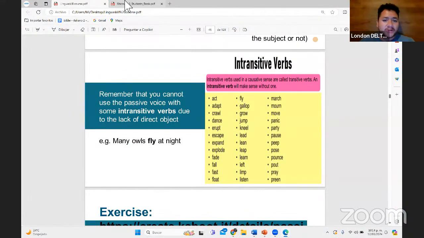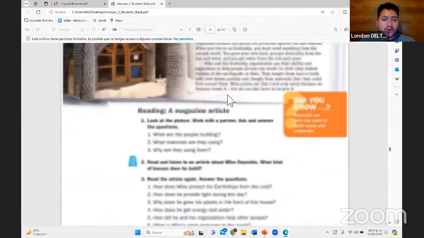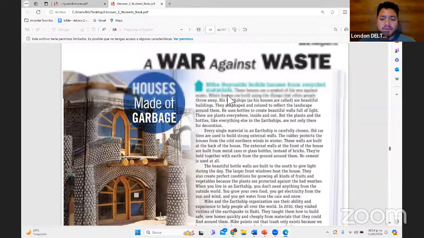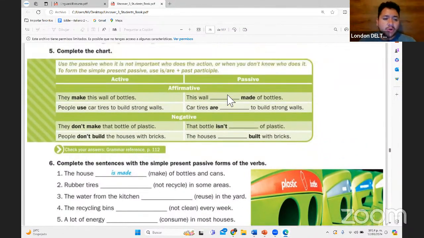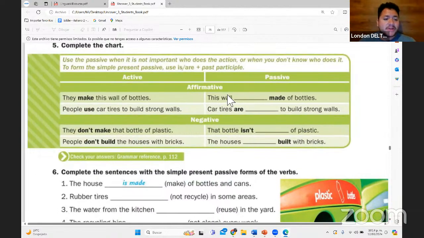Perfect, let's start. And yeah, we talked about the ecological houses made of garbage. And we said that we were going to learn a new topic.